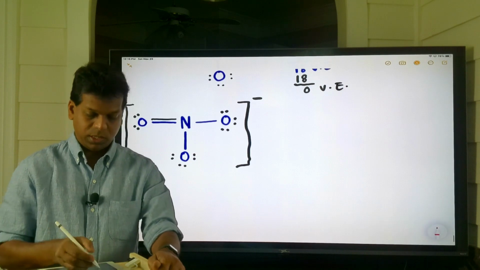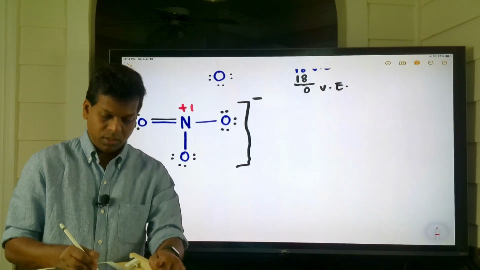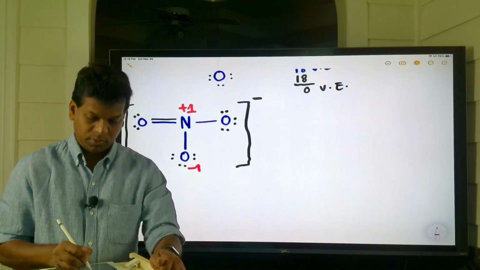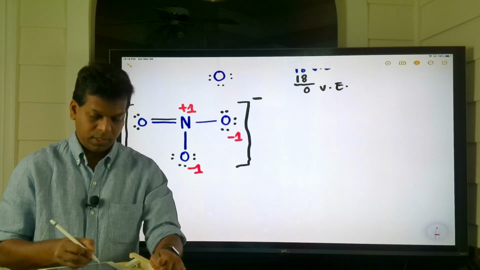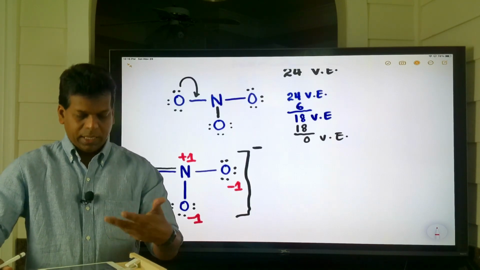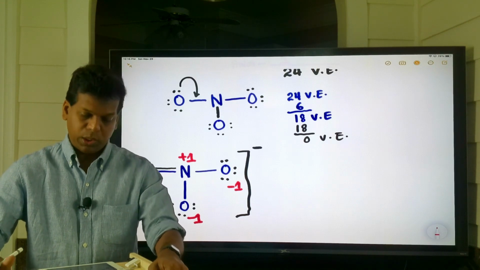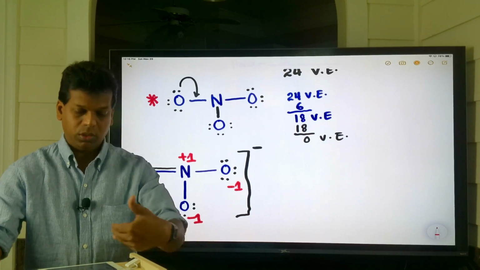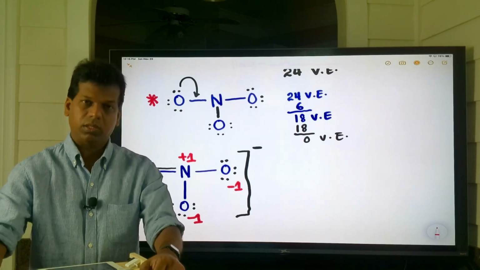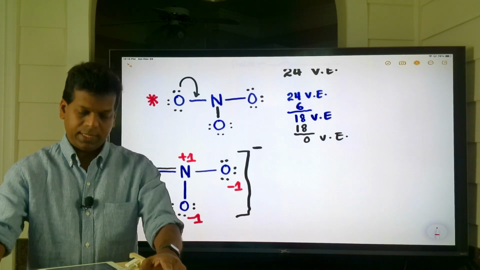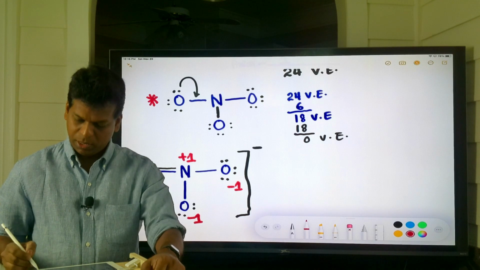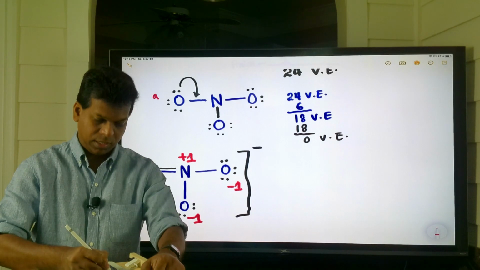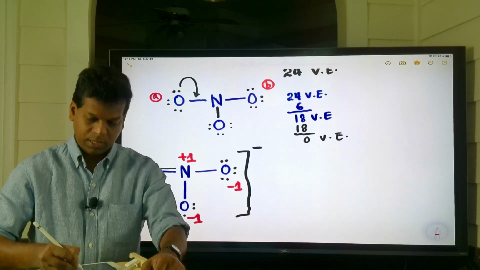If we calculate the formal charges, nitrogen is +1. We cannot make it 0 because it is nitrogen. So this is -1, this is -1, this is 0. When I made that double bond, I used a pair of electrons from this oxygen. If you want, you can take a pair of electrons from another oxygen and create the double bond. Let's label these oxygens so that it's easier for me to say. Let's say this is oxygen A, this is B, and this is C.